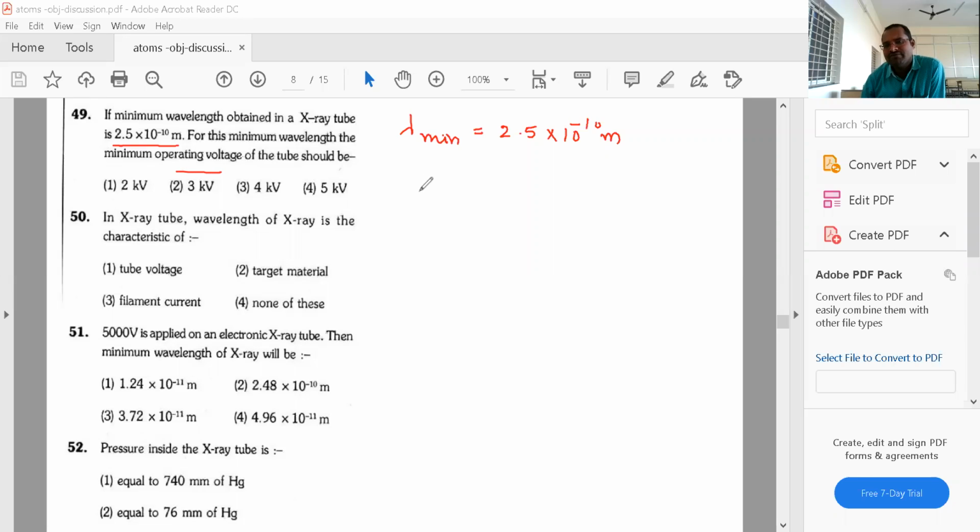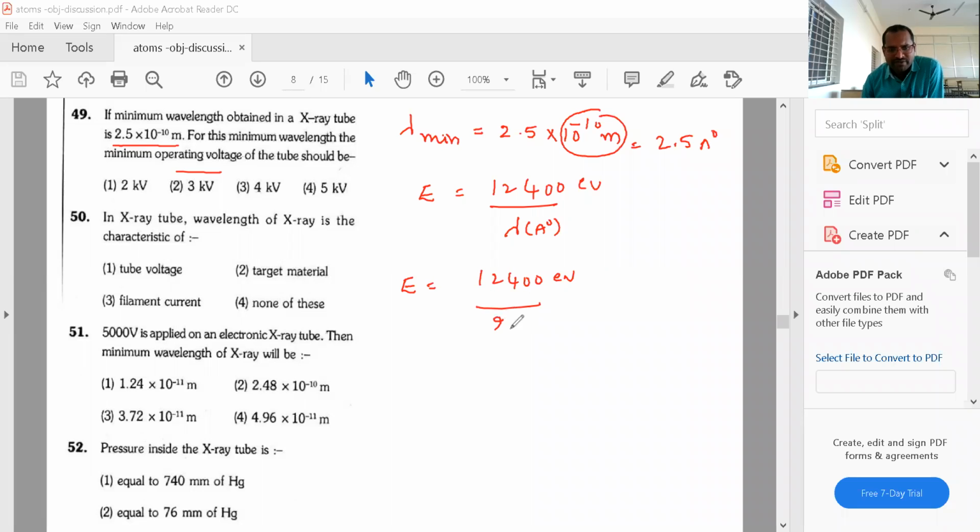What is the voltage? We know energy is equal to 12,400 upon lambda, and that should be in angstrom. 10^-10 is nothing but angstrom, which means 2.5 angstrom. So energy is equal to 12,400 upon 2.5, in electron volt. Calculate this. 12,400 divided by 2.5 is 4,960 electron volt.